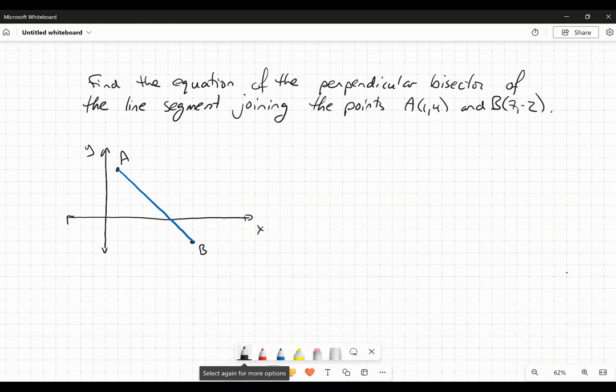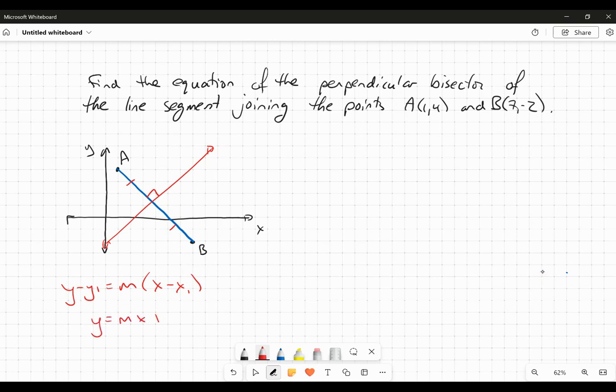And what we're looking for is that line that cuts this in half, right? So this side is equal to this side and is perpendicular to that line there. So we want the equation of that. And we're either going to get the equation in point slope form, which is the one that I tend to gravitate towards, or we're going to find it in slope-intercept form.